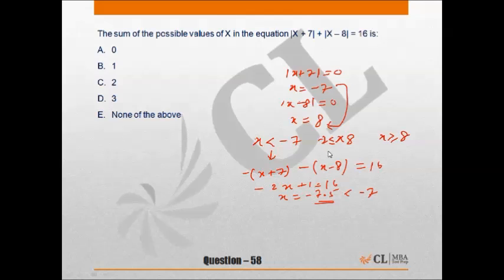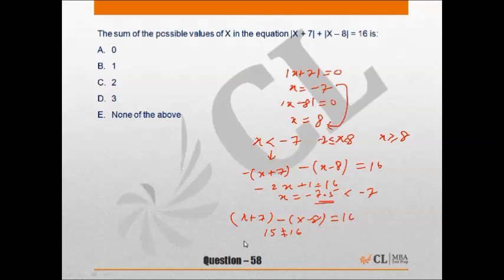Let's move to the second case when x is greater than -7 but less than 8. In this case, mod of x plus 7 will be x plus 7, and mod of x minus 8 will be minus x minus 8, and the sum is equal to 16. From here we get 15 equals 16, which is not possible. So the value of x cannot lie in the range of -7 to 8.